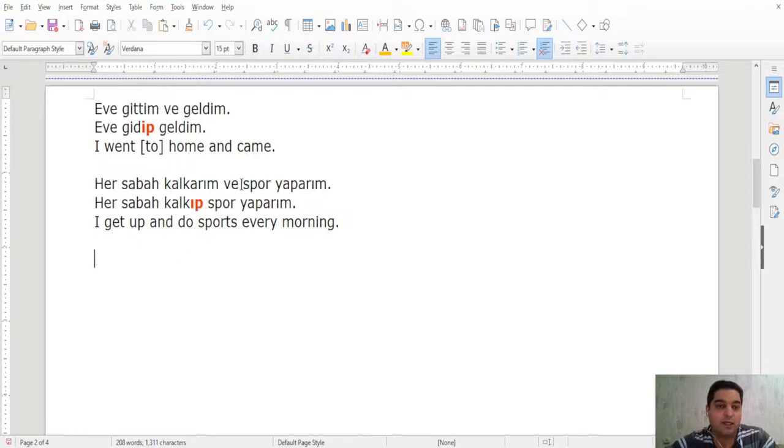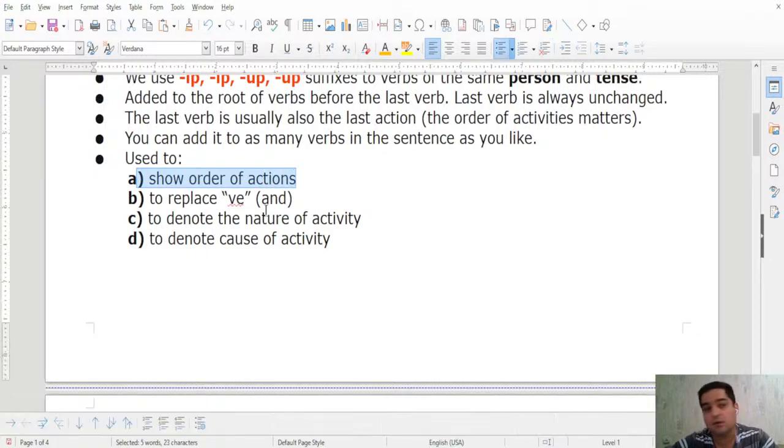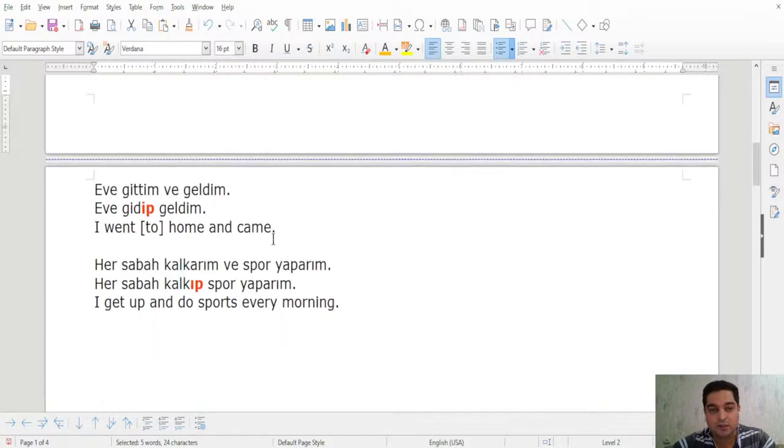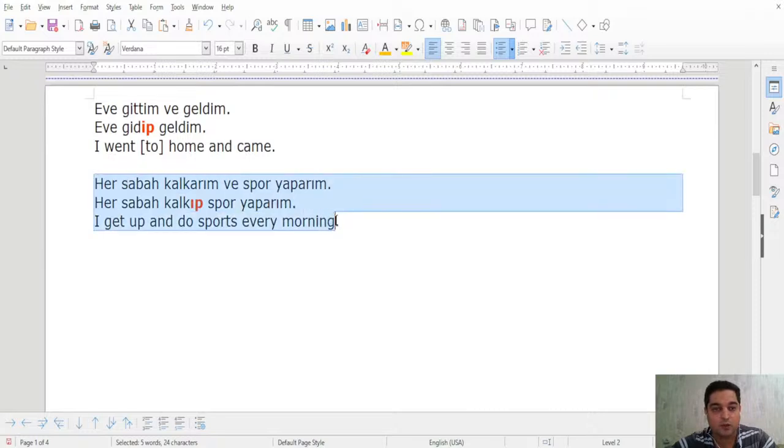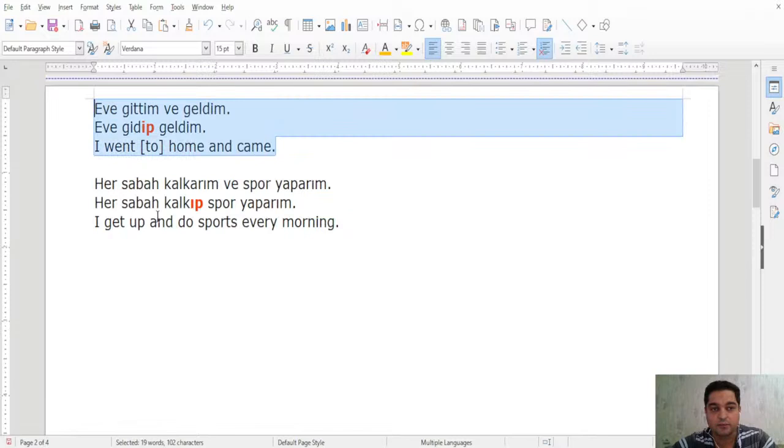So what do we have here? Here again we replace ve, right? It's order. We denote order, right? We denote order of actions. So first I get up and then I do sports, and second we also replace the conjunction ve, which is and. This example also serves the same function as the first example here.